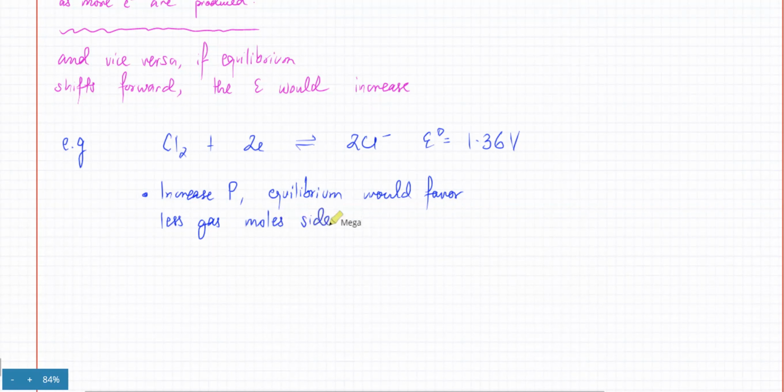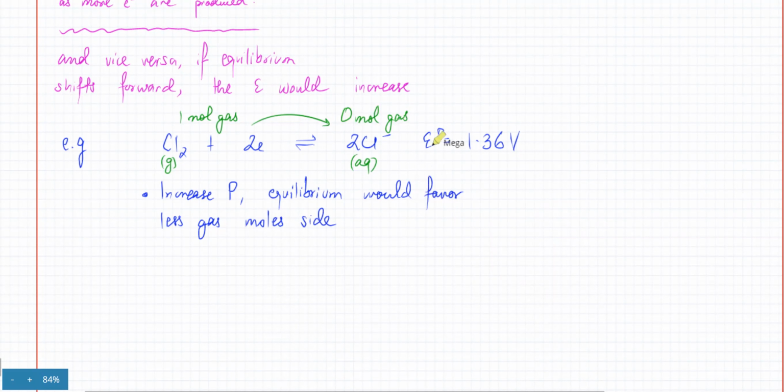So it's going to favor the side with fewer gas moles. On one side there's one gas molecule, and on the other side it's aqueous, so there is no gas. So this side is 1 mole of gas, and this side has no gas. What happens? It's going to shift in the forward direction, toward the side with fewer gas moles.